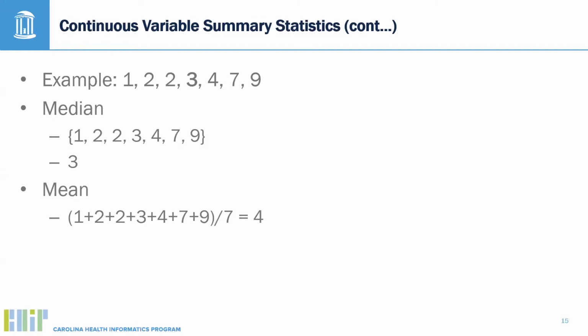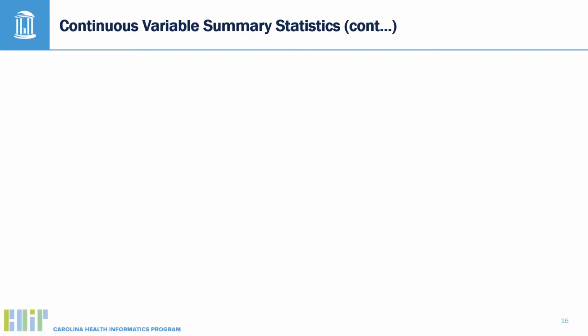Now, we'll calculate the mean for these numbers. First, we add up all the numbers together. After we find the sum, we then divide by the total amount of numbers there are. In this case, there are 7, so we divide the sum by 7. This gives us the answer of 4, which is the mean for the set of values.